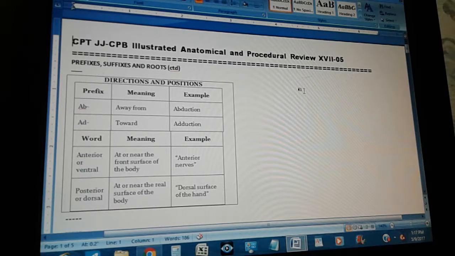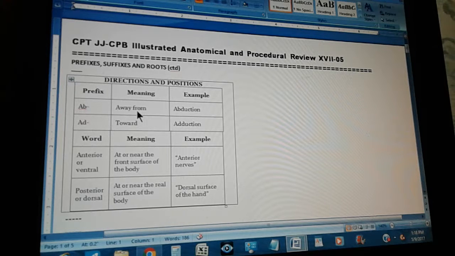CPT JJ-CPB, Illustrated Anatomical and Procedural Review, 1705, or page 17, part 5, right? We're still studying prefixes, which go at the beginning, suffixes at the end, and roots in the middle. Now we're going to see a few of these word parts that indicate directions and positions. Directions first. The prefix is ab, the meaning is?